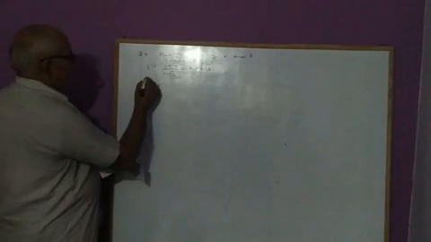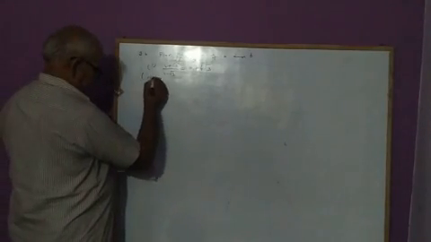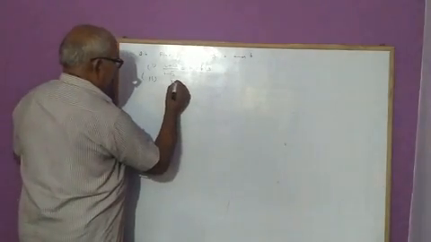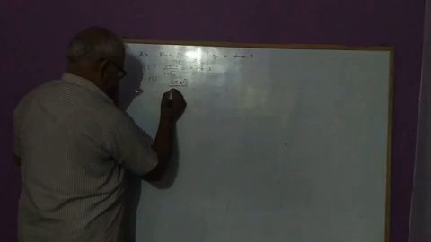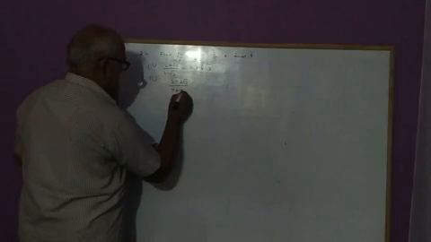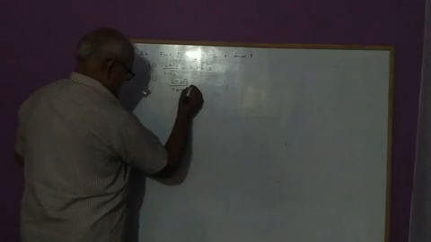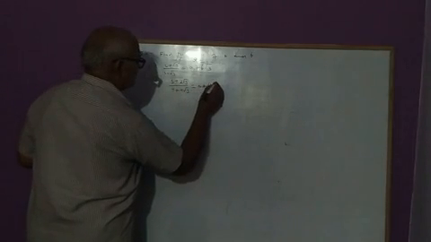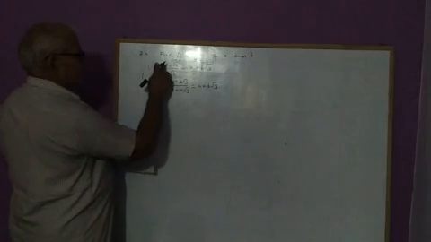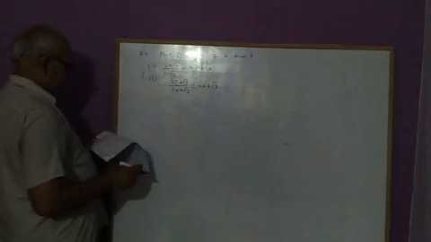And second part, (5 plus 2 root 3) upon (7 plus 4 root 3). This is also equal to A plus B root 3. It is also solved in this type.